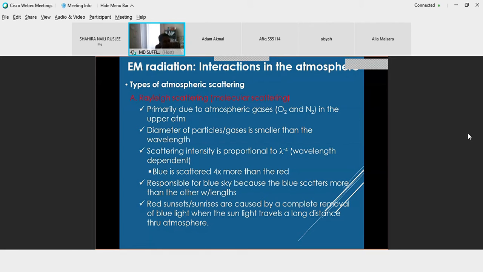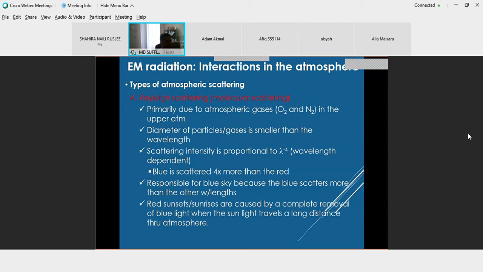So Rayleigh scattering means that the radiation wavelength is larger than the particles or gases in the atmosphere. The diameter of the particle or gas is smaller than the wavelength. So it is wavelength dependent. Shorter wavelength will scatter more.